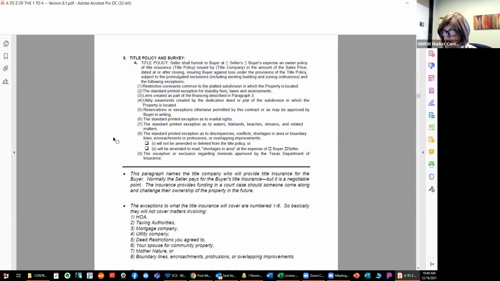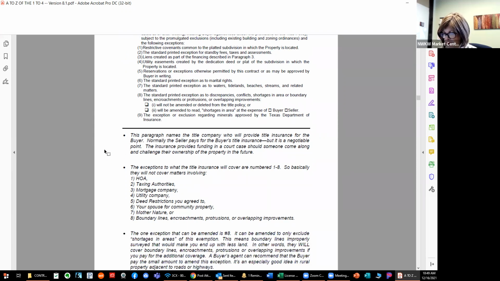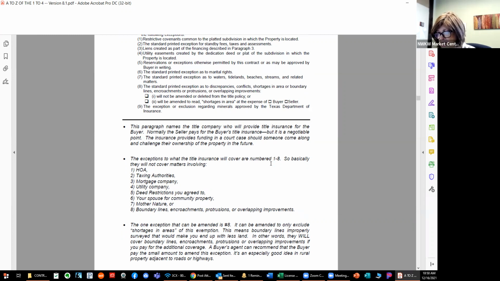Okay, so the next thing we have is title policy and survey. Title's going to take care of this, but so you understand a little bit of it, I put some notes on here. The paragraph names the title company who will provide title insurance for the buyer. Typically the seller paid for the title policy and the buyer paid for the survey in most contracts. In this market, we were having buyers offering to pay for anything and everything just to get the deal. So that's typically what's happening.